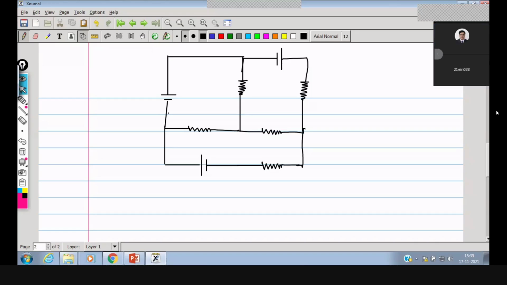Okay, so we'll consider this as a generalized network. We'll use generalized notation. Suppose this is E1, similarly this is E2, and here it is E3. And we'll name the resistors R1, R2 in the first loop, similarly R3, R4 and R5. Okay. So how many meshes are there in this network?